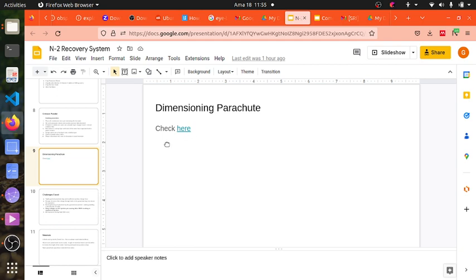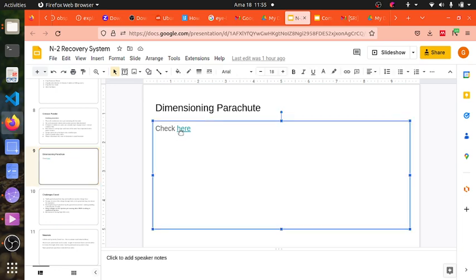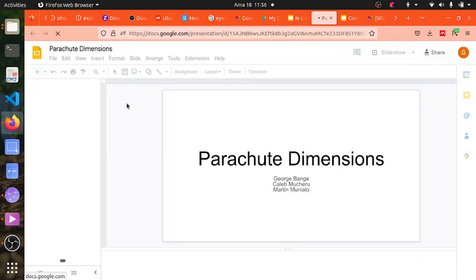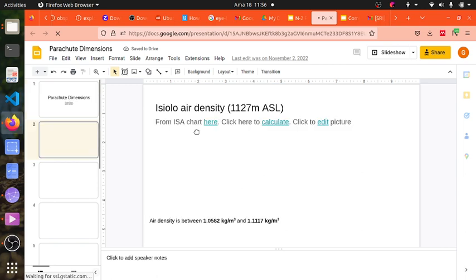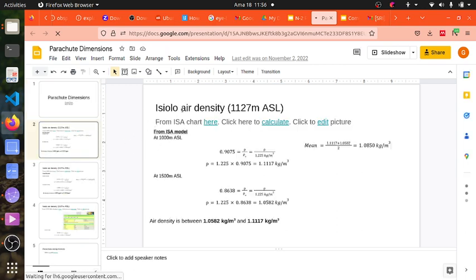And then an important part of parachute deployment, the recovery system, is dimensioning the parachute. So I have linked other slides here. So how to dimension a parachute. A very important parameter in calculating the dimensions of the parachute is the air density. So air density at different places. So this one was at Isiolo, where we did our rocket launches last year.